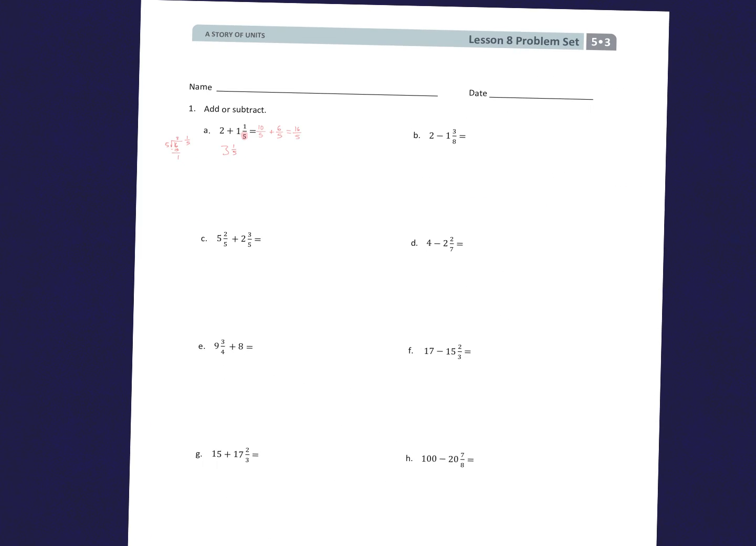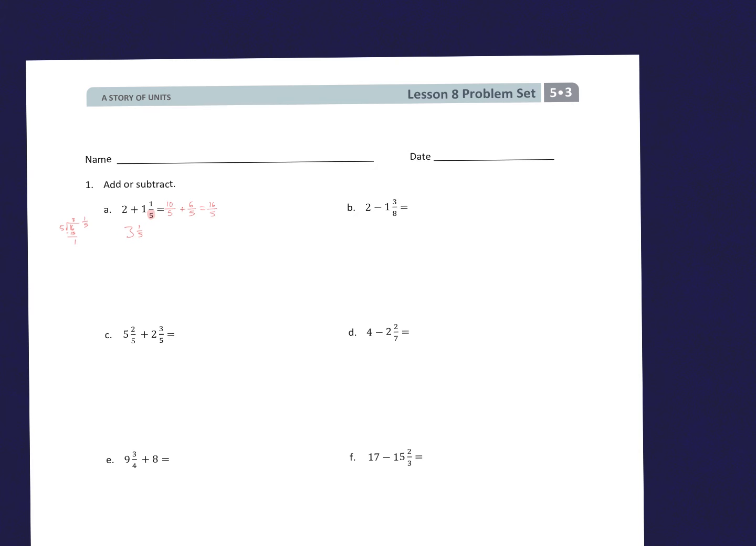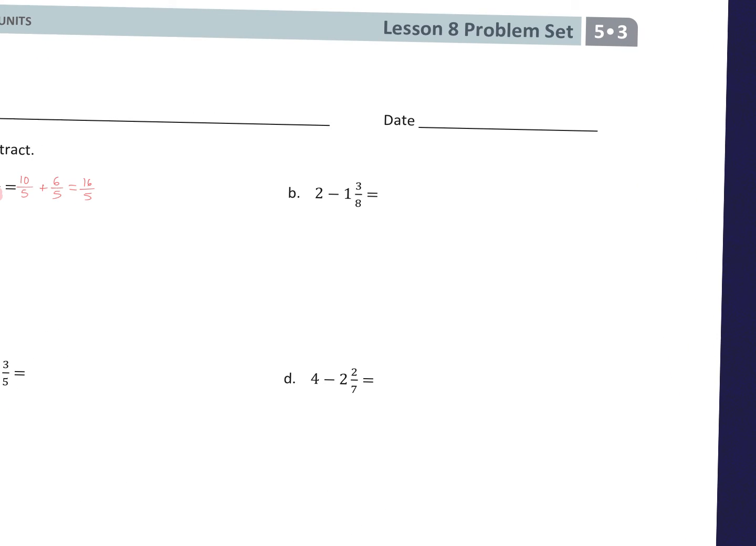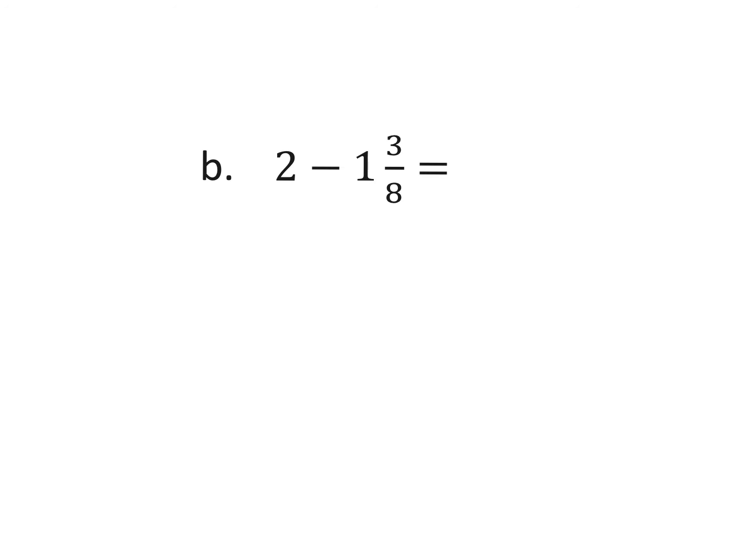I'm going to do B with you, and then I'm going to release you to start trying to do them in chunks by yourself. Okay, so let's look at B. We have to first rewrite this in terms of the unit. What's our unit? Eighths. So what is 2 times 8? Well, it's 16 what? Eighths.